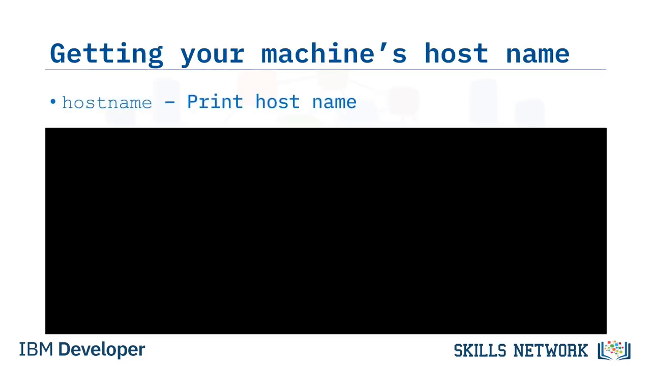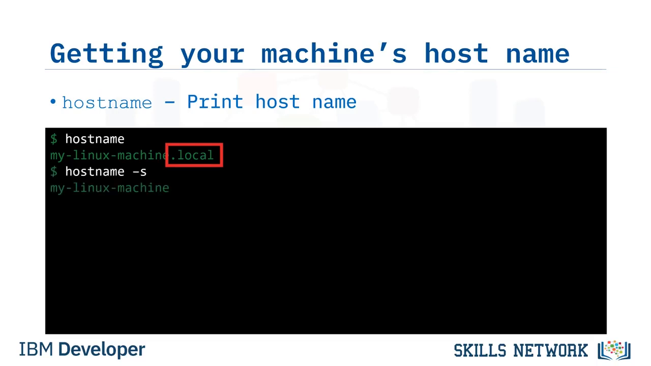The hostname command is used to get or set the host name and other information which uniquely identifies your computer. Entering the hostname command without any options returns the host name of your machine, which in this example is mylinuxmachine.local. The .local suffix appears in the host name if your machine has local domains set. To drop the domain suffix, you can include the -s option. If you use the -i option, hostname will provide the IP address of the host name.